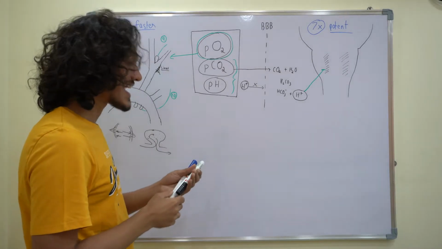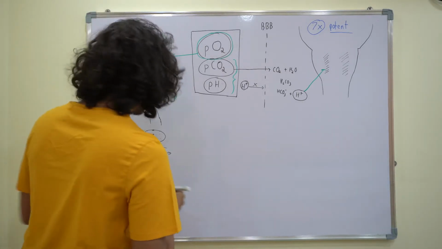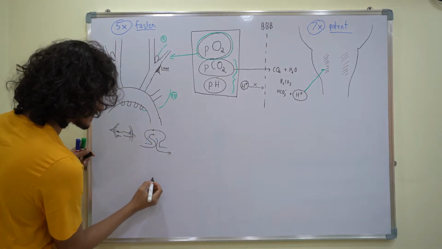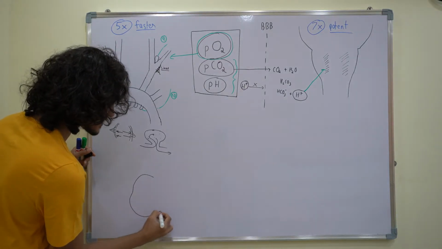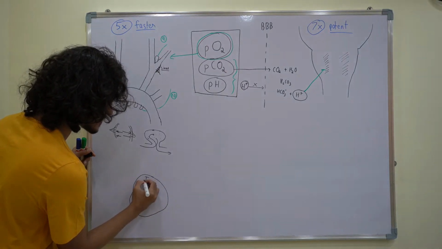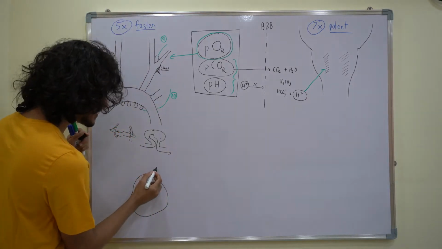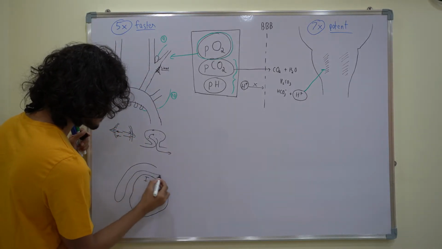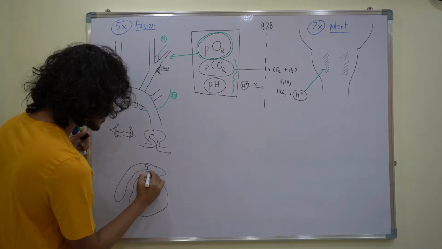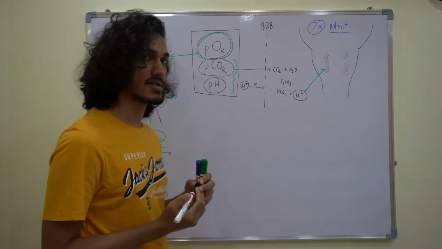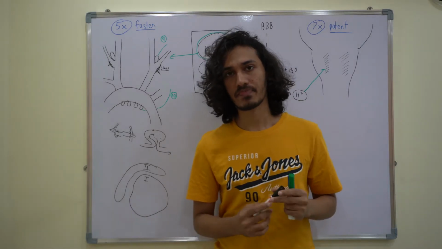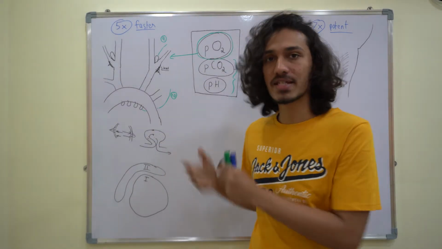So what exactly is happening there? We got 2 types of cells over here. We got one major cell, which is a type 1 cell, so type 1 glomus cell. And we got the type 2 glomus cell. These type 2 glomus cells are sustentacular cells, supporting cells, while your type 1 is the major glomus cell.